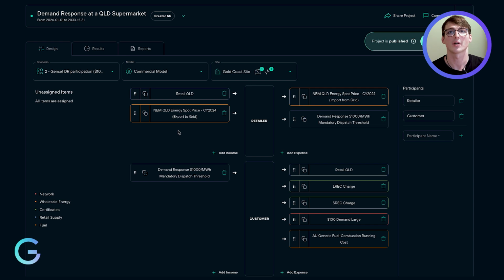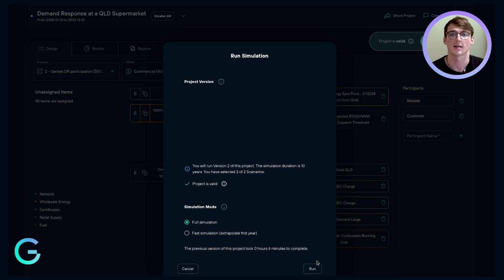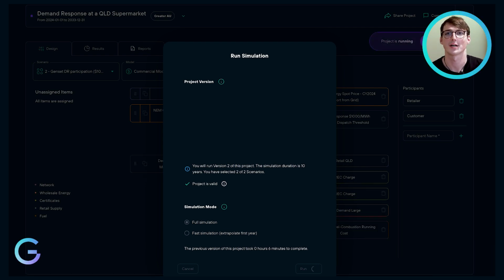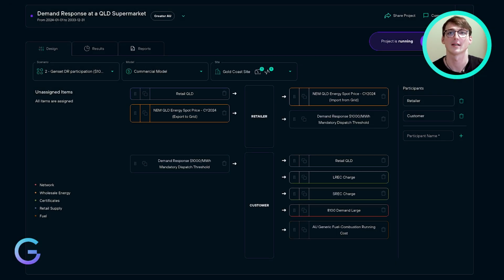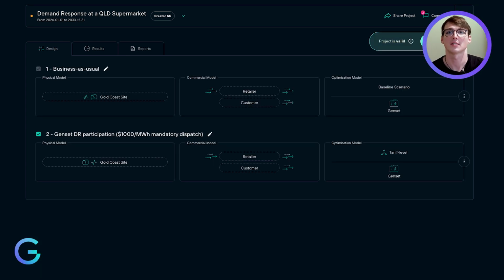You can see how the commercial arrangements work on the Gridcog commercial model. The retailer is directly exposed to the spot price and is using demand response as part of their hedging strategy. The contract is reflected as a cash outflow from the retailer and a cash inflow to the customer. Let's run the simulation and see how this arrangement impacts the cash flows for the retailer and customer. Now our simulation is finished, let's jump into the cash flows to assess the viability of this demand response program for our shopping centre.